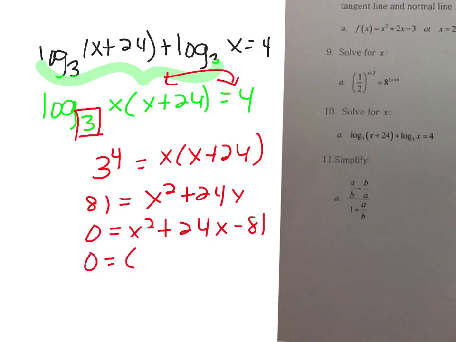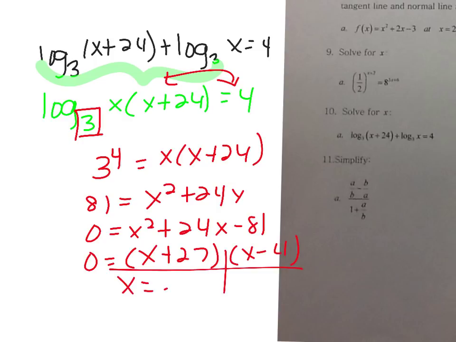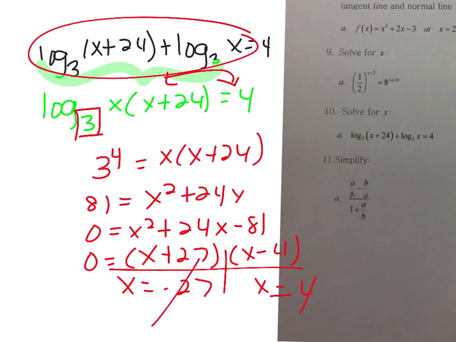Factor. You get x plus 27 times x minus 4. T-chart, you get x equals -27, x equals 4. You have to check these. So you just use your calculator, plug it in, and check it. Use log base. This one actually doesn't work, -27.